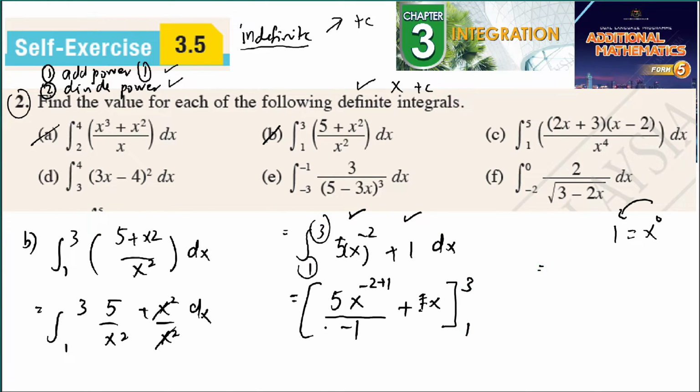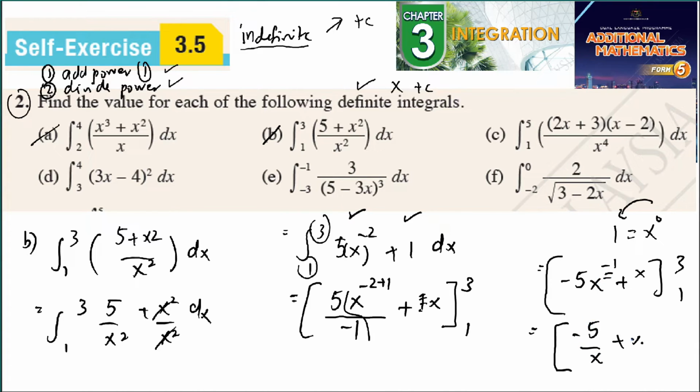So here we get 5 divided by negative 1, you get negative 5. Don't forget this one. And then x to the power of negative 2 plus 1, you get negative 1. And then x is x, from 1 to 3. To substitute, you don't forget to bring the negative power down again. So negative 5 over x plus x, from 1 to 3.